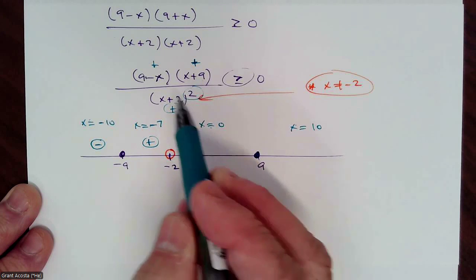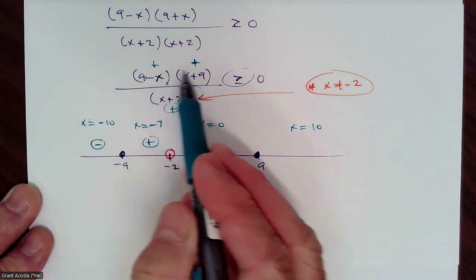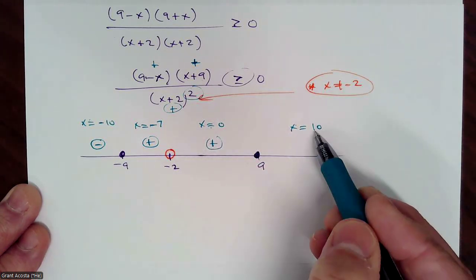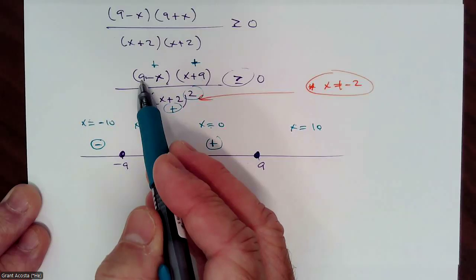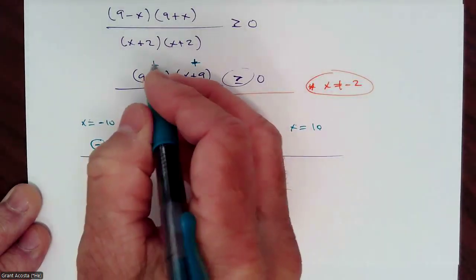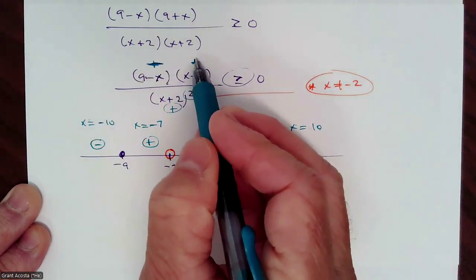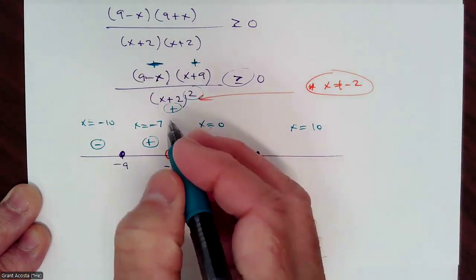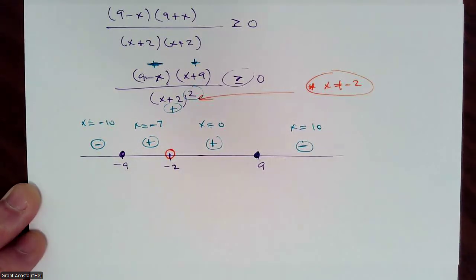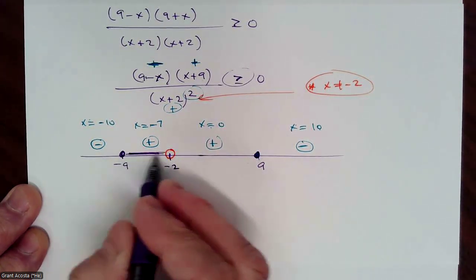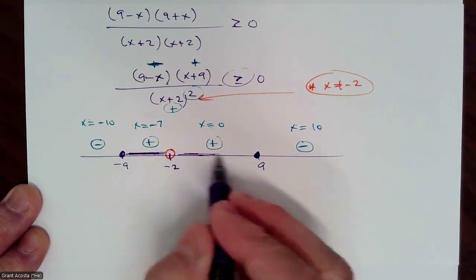If x is 0, 9 minus 0 is positive, that's positive, this is positive, stays positive. And if x is 10, what changes now is 9 minus 10 is now a negative thing, right? It's a negative. 10 plus 9 is positive, and this will be positive. So we have a negative times a positive is negative, over a positive. We're back to negative. Greater than or equal to 0 means I want the positives. So we would have this as part of our answer and this.